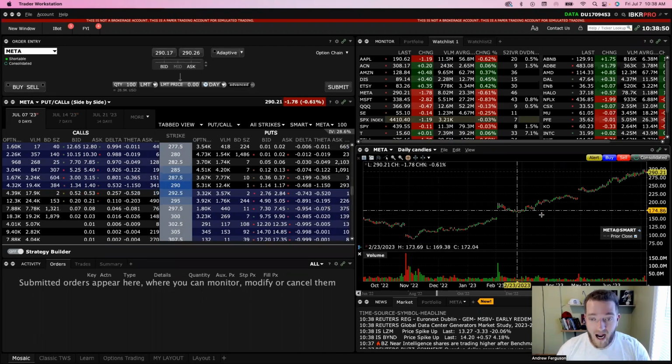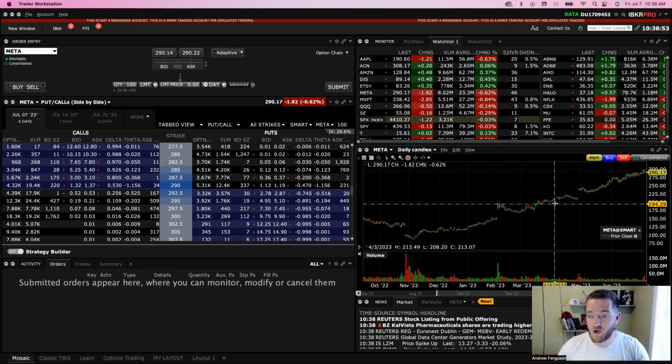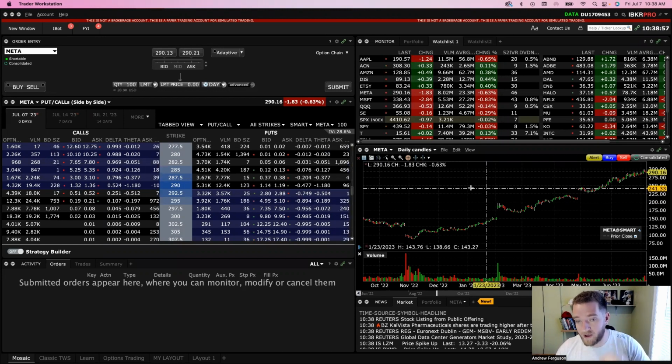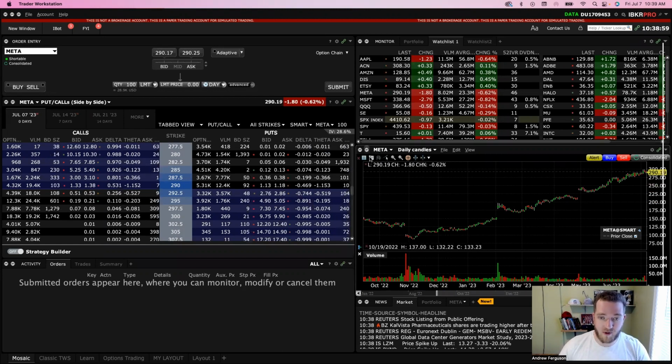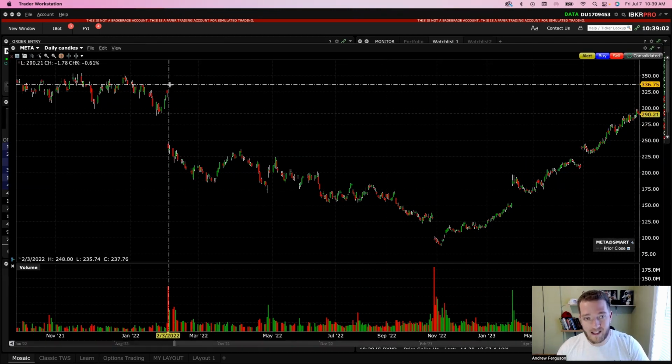In order to buy put options inside of Interactive Brokers, you need to have three things. Number one, you need to have a stock where you think the price is going to go down. Buying put options is a way you make money when the price declines in this direction.